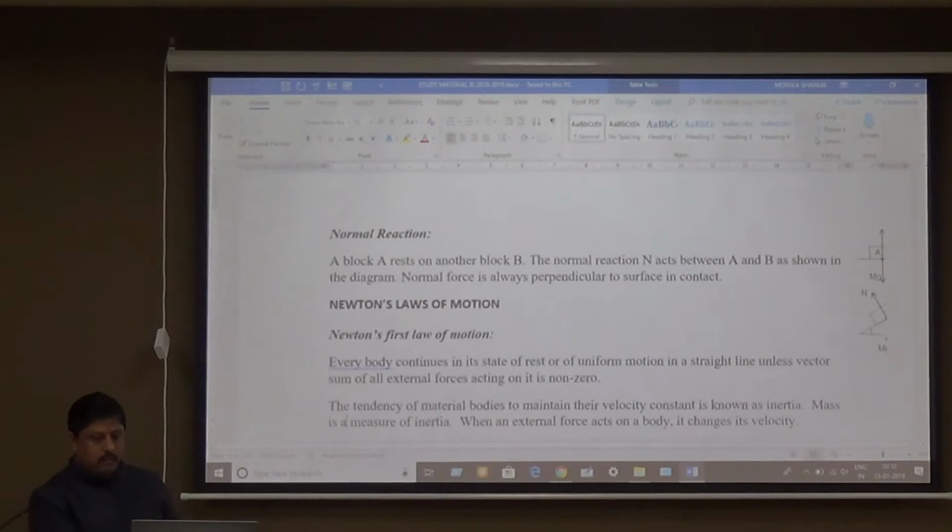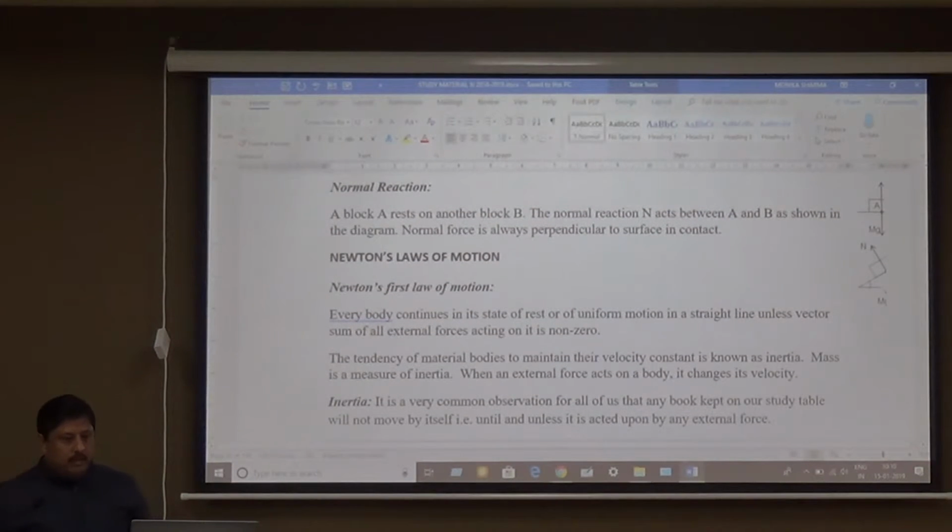Next type of force is normal reaction. This is also a very important force. Normal reaction arises when bodies are in actual contact. Suppose a block is kept on the table. The block applies a force on the table, and the table also applies a force on the block. This reaction given by the table is called normal reaction.